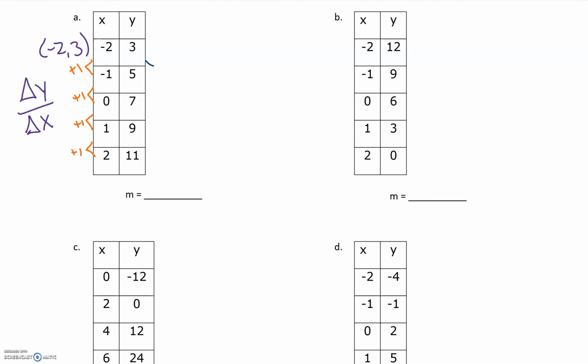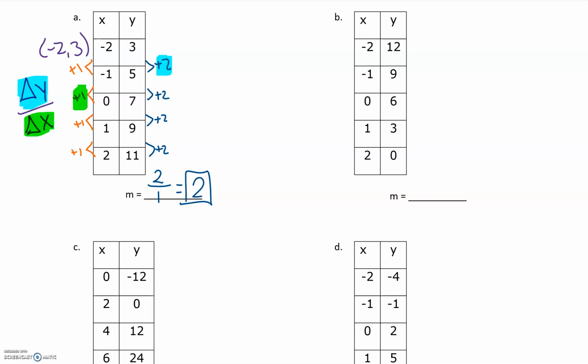On the other side, the y's, how are these ones changing? Well, from 3 to 5 is an increase of 2. From 5 to 7, an increase of 2. And 7 to 9 is an increase of 2. And from 9 to 11 is another increase of 2. So we want to put the change in y, which is this, over the change in x, which is this side. So we're going to say that our slope is the change in y, which is 2, over the change in x, which is 1, which just gives us a slope of 2.